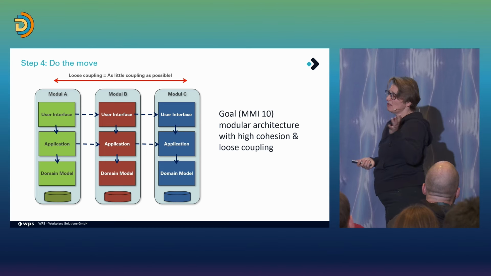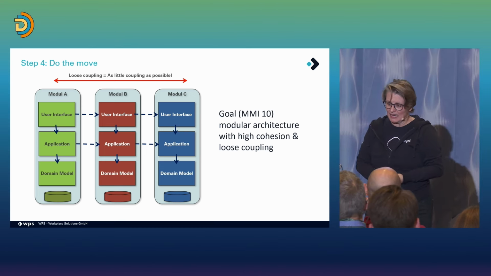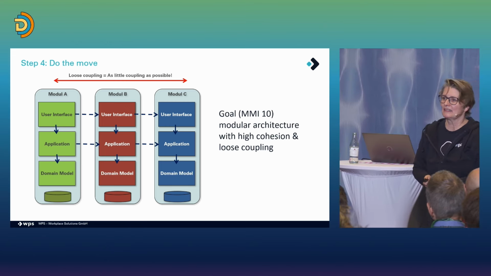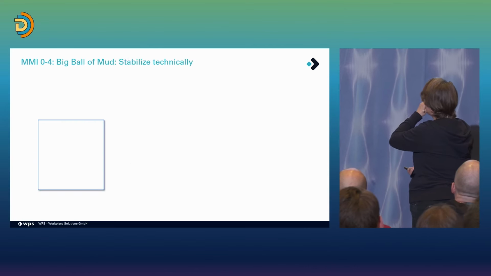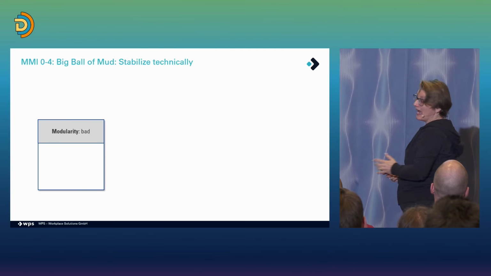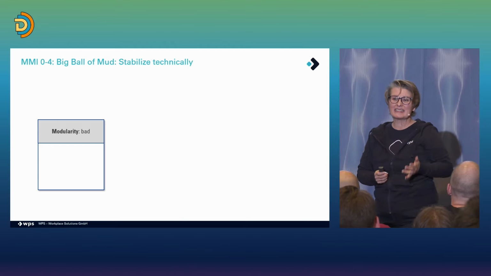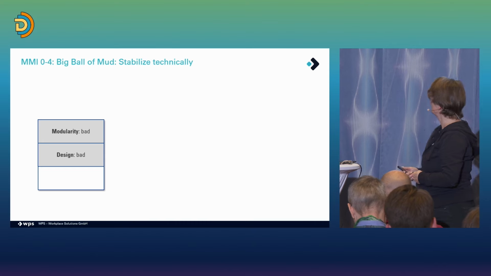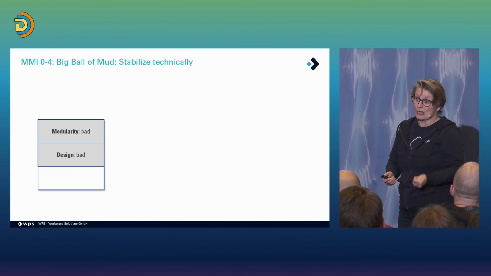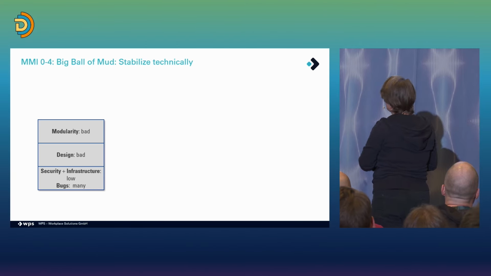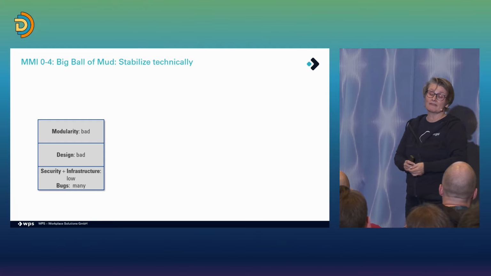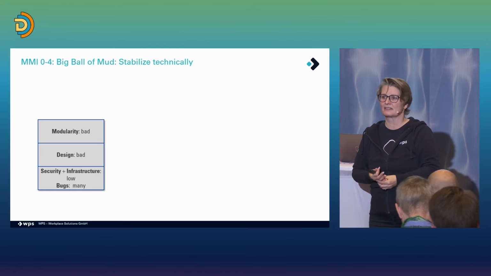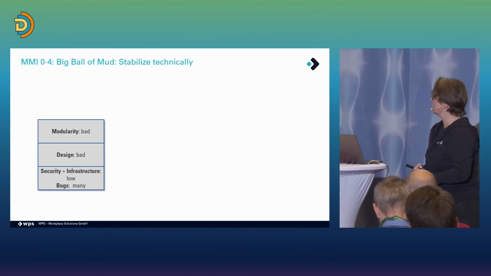Okay, but if you have a big ball of mud, the path to go is quite long. And I often try to explain it like this. Well, you have bad modularity in your system, but this is not the whole problem. You also have bad design, and you're even bad at a lower level. You have low security and infrastructure, and you have so many bugs. This is why they have to stand up at night to restart the server and things like that.